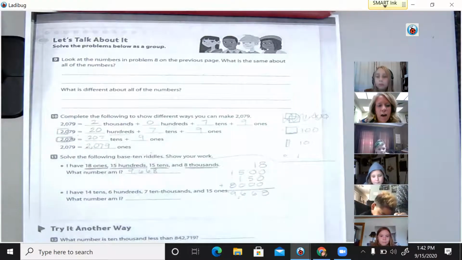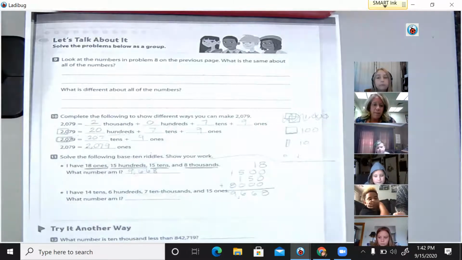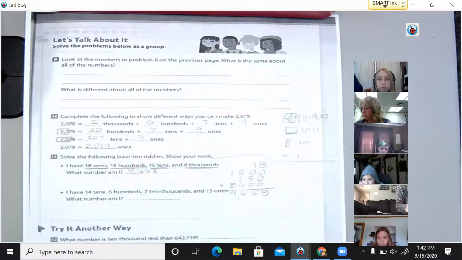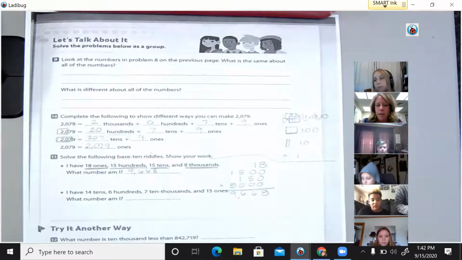Okay, the next one. I have 14 tens, 6 hundreds, 7 10,000s, and 15 ones. What number am I? Okay, I'm going to let you guys try this one.